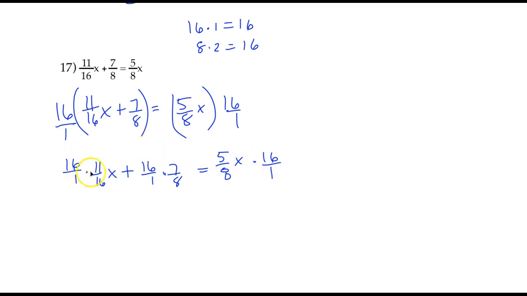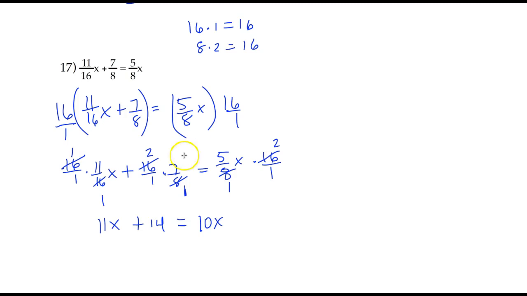And of course, this 16 and that 16, 16 divided by 16 is 1, so that reduces to 1. 1 times 11x is 11x. Over here, 16 divided by 8 is 2, so 8 goes into 16 2 times, 8 goes into 8 once. 2 times 7 is 14. 14 divided by 1 is 14. And then over here again, 16 divided by 8 is 2. So 8 goes into 16 2 times, 8 goes into 8 1 time. And you just have 5x times 2, which is the same as 10x.